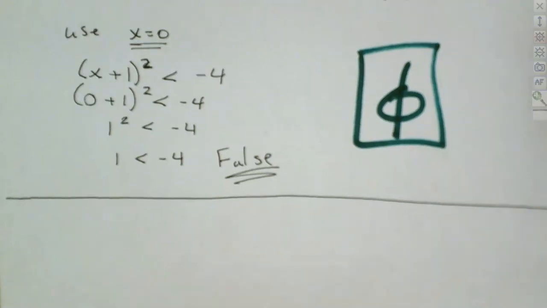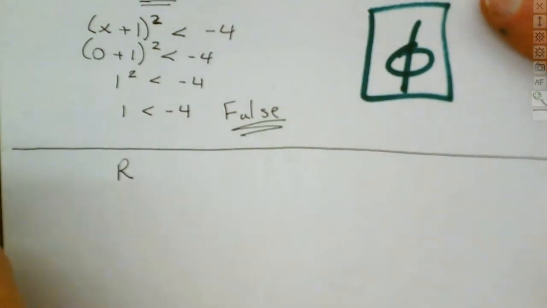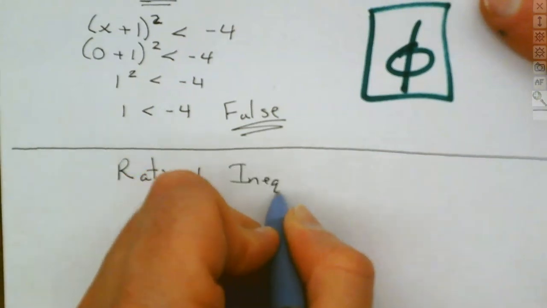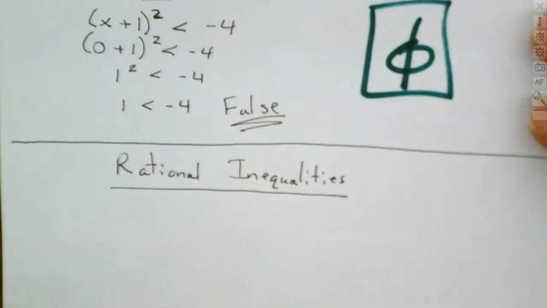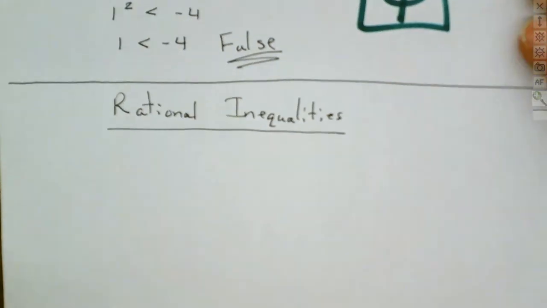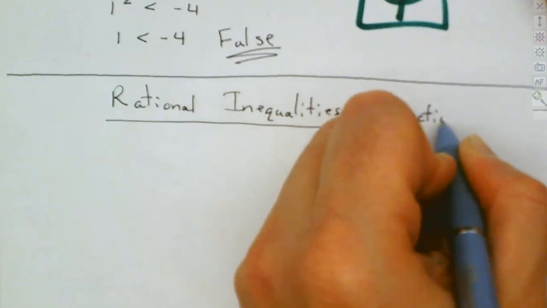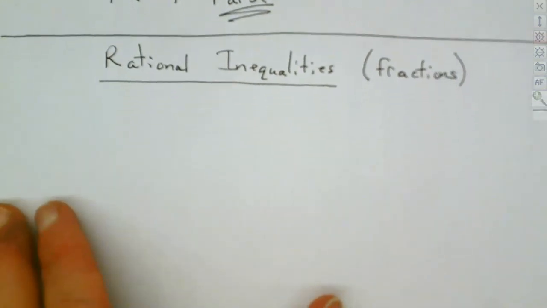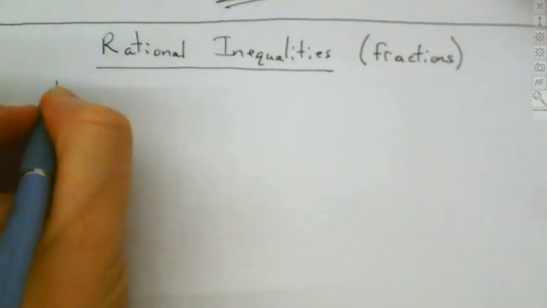Let's go ahead now and look at rational inequalities. And these have a special way of solving them. We're going to look at rational inequalities, and these are the fractions. And we solved these back in 1-6. Right? When we looked at rational inequalities, we solved them. And there's a step-by-step set of directions.